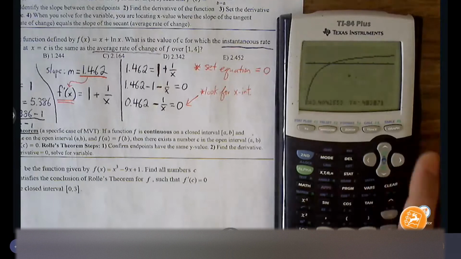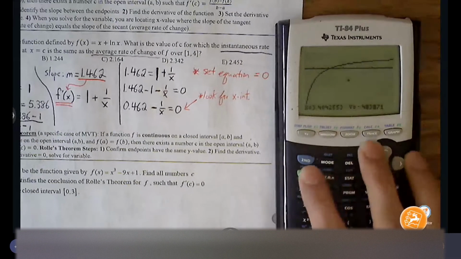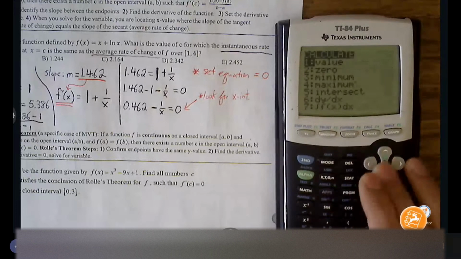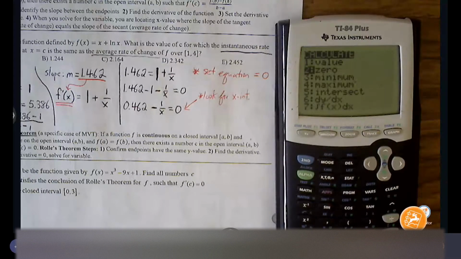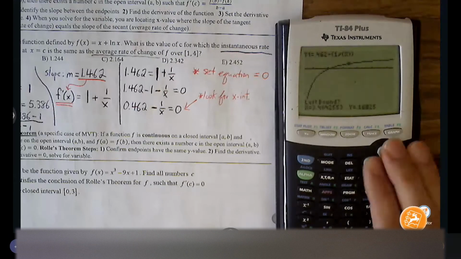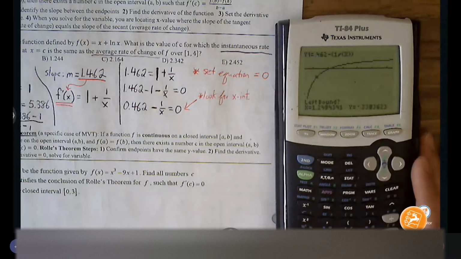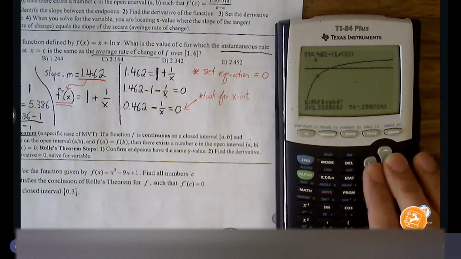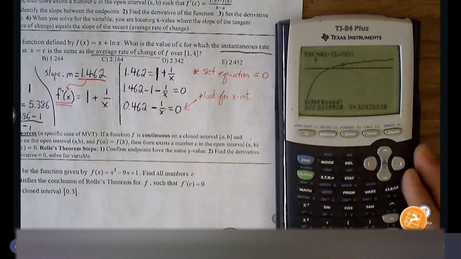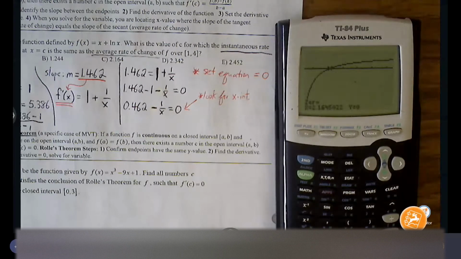Okay, so we're going to look for that x-intercept. So to look for that x-intercept, you do second trace and 0. So second trace 0. From here, left bound, so you can choose a point on the left side of the x-intercept, hit enter. Right bound, you're going to choose a point on the other side of the x-intercept, hit enter. And now the calculator is going to look between those two endpoints, and we're going to get x is equal to 2.164.